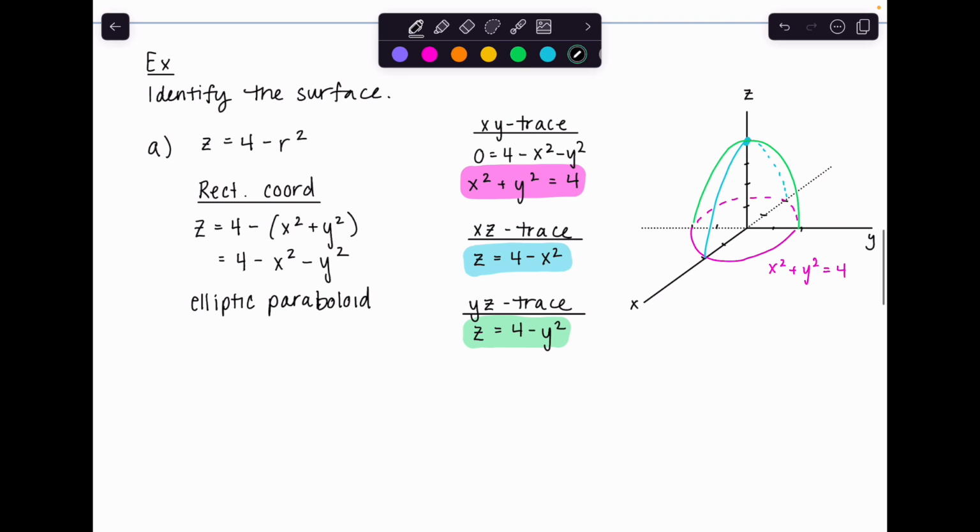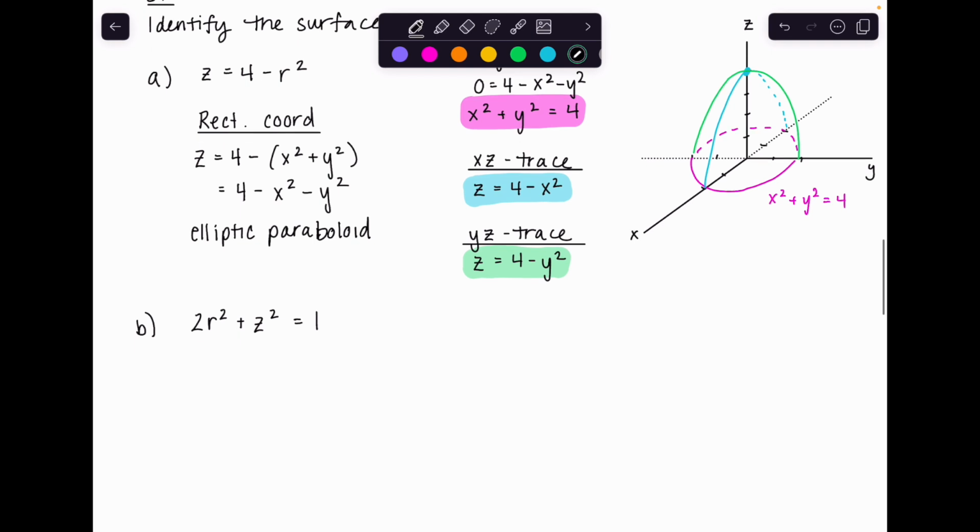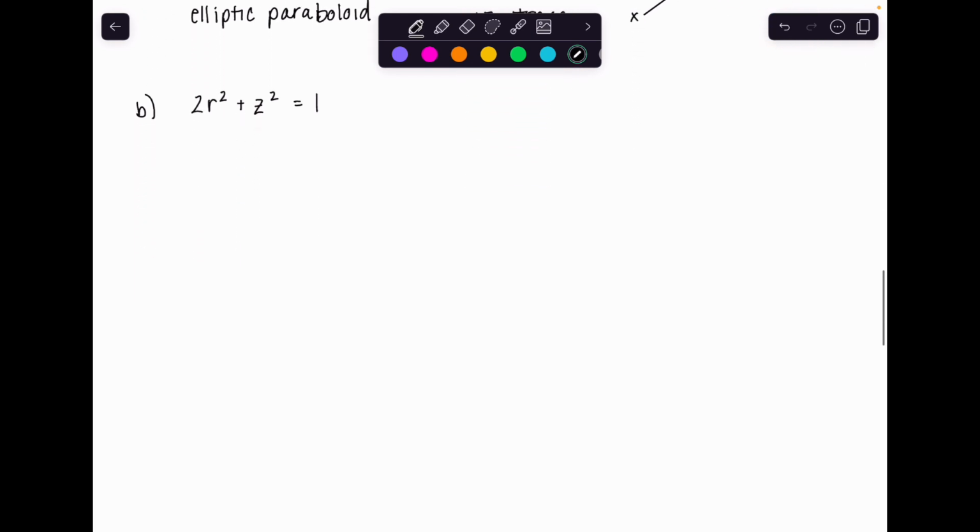All right. Let's try another one of these. We'll identify what kind of surface it is, and then we'll also graph it. So let's do 2r squared plus z squared equals 1. Again, for this one, if I want to get this in rectangular coordinates, which is nicer to actually work with, I'm going to change that r squared over to x squared plus y squared. So this is 2x squared plus 2y squared plus z squared equals 1. So really what you end up with is that ellipsoid.